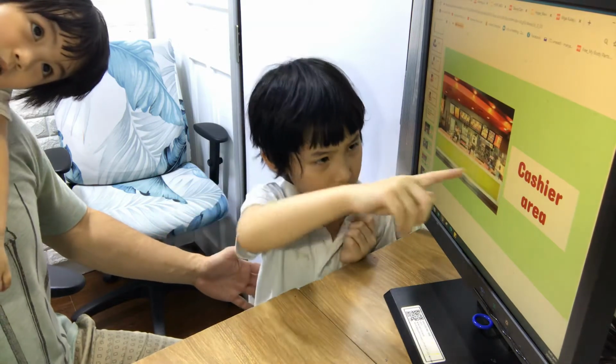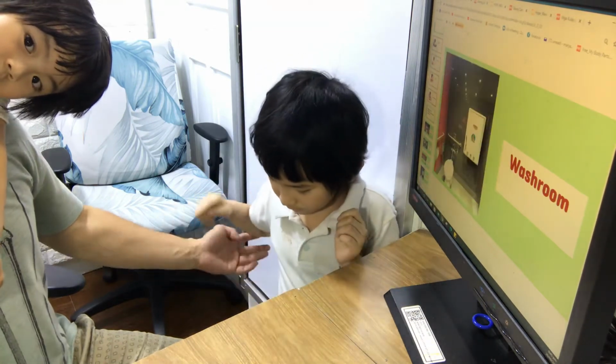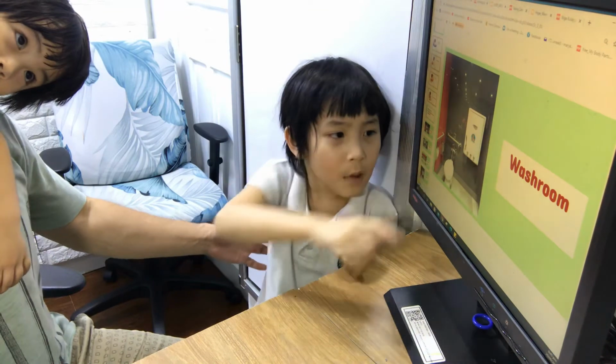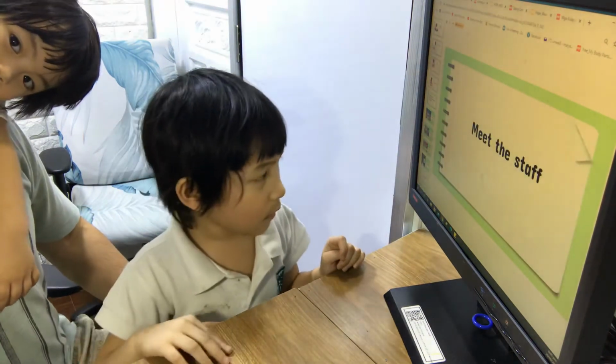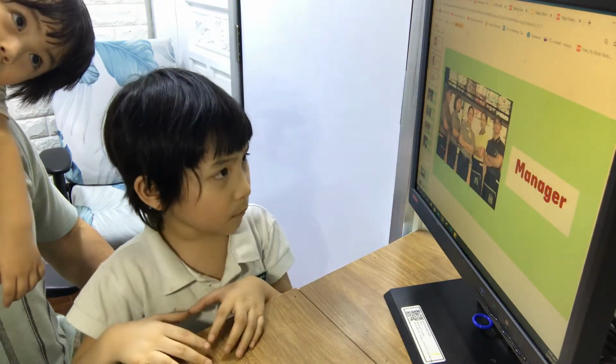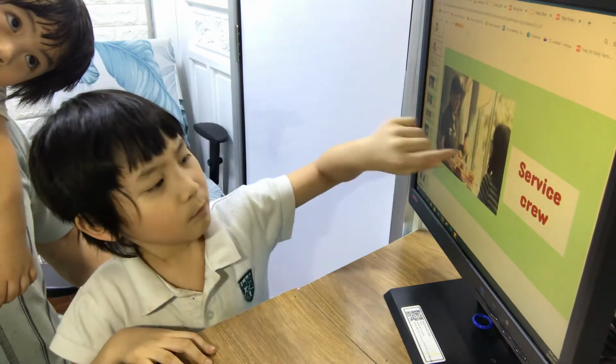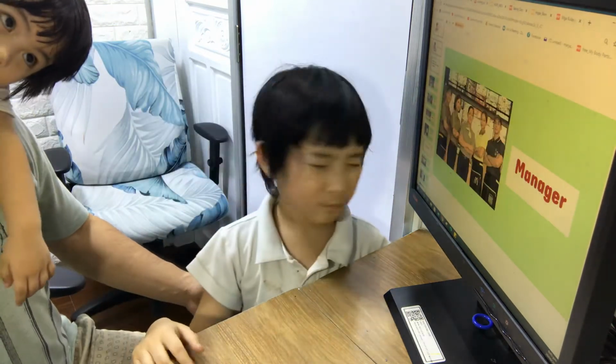Cashier is where you pay and order. Washroom is when you want to go to the CR, okay? Now, you meet the staff. These are the managers.